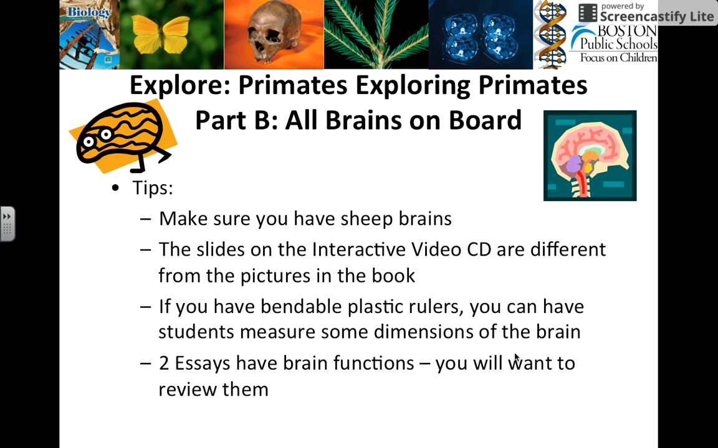Make sure you do look at the slides in the teacher resource CD or the interactive video CD, as well as the ones in the textbook. I like to give my kids rulers to measure as well, and make sure that you preview the 2 essays that are related to this activity, the one on Phineas Gage and the one that talks about the 3 main parts of the brain. I tend to show a video of Phineas Gage also.